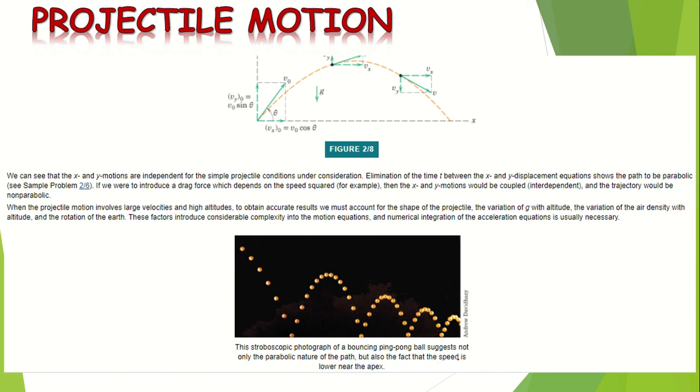Fact that the speed is lower near the apex. So this is the apex. So you see the speed here is lower, right?